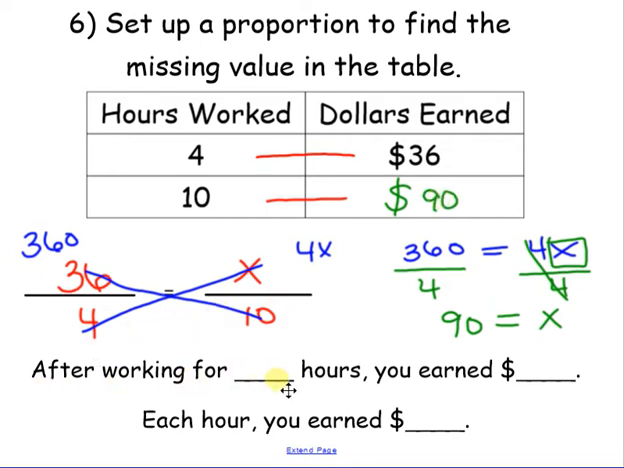After working for blank hours, you've earned blank dollars. This is going to be after working for 10 hours, you have earned $90. Now you need to find the unit rate. You can use the first proportion or you can use the second proportion. Just to switch things up, I'm going to use the first proportion. 36 divided by 4. That's going to equal 9, which means each 1 hour you have earned $9.